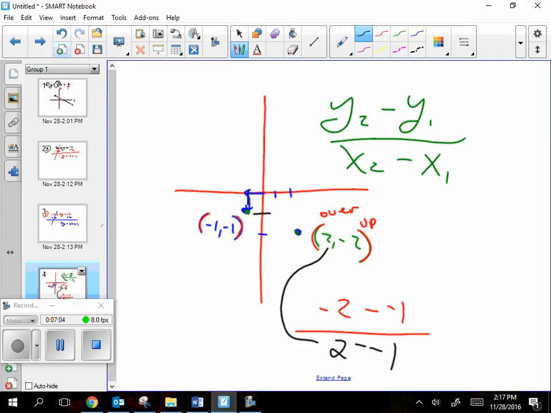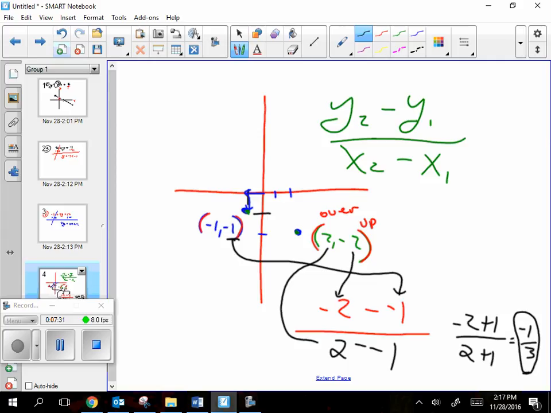So this one was -2. See, it's right here. There's always a minus. And this -1 goes right there. So final answer, -2 plus 1 over, that's a +2 plus 1, which makes -1 over 3. There's the slope of that one.